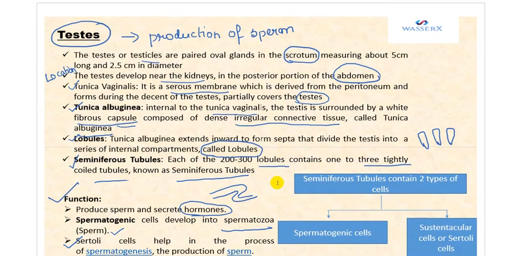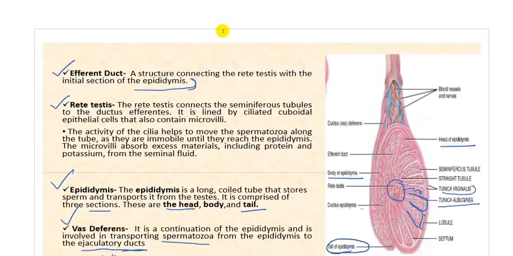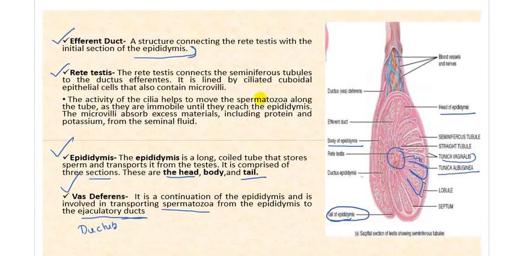Then there is the testis, a very important thing. Tunica albuginea, tunica vaginalis, then the lobules, and then the seminiferous tubules. Then what is the function? Basically production of sperm. That is the main function, you need to remember. Okay. Then the efferent duct, the rete testis, this is the efferent duct. Then there is the rete testis, then the epididymis and the vas deferens, right?